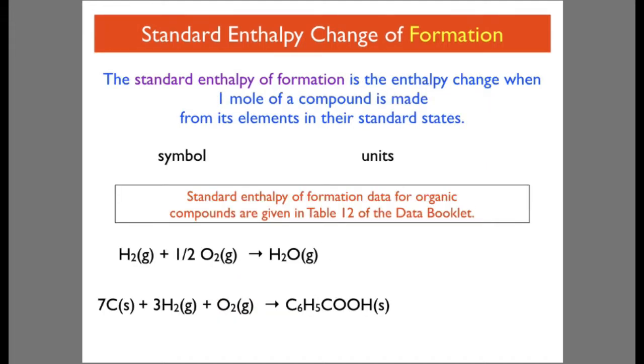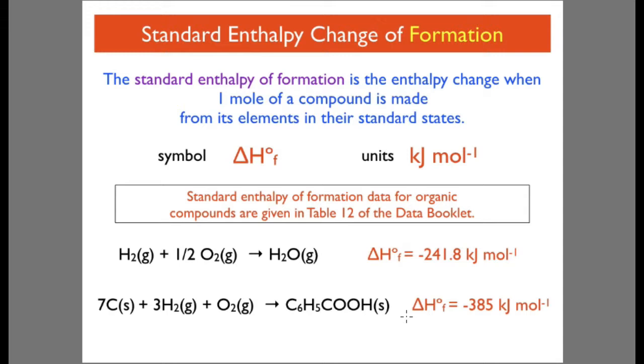The standard enthalpy of formation is the enthalpy change when 1 mole of a compound is made from its elements in their standard states. The symbol is delta H with a little circle on top to show its standard state and a little f for formation. Units, kilojoules per mole. The standard enthalpy of formation data for organic compounds is given in table 12 of the data booklet. For example, the standard enthalpy of formation for water vapour is minus 241.8 kilojoules per mole, and the standard enthalpy of formation for benzoic acid is minus 385 kilojoules per mole.